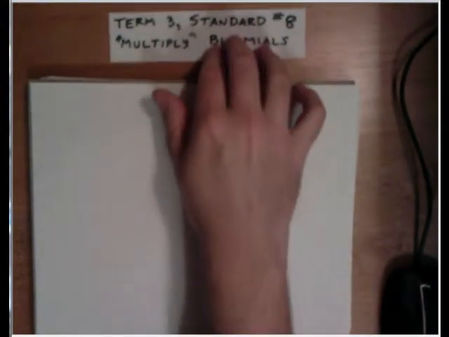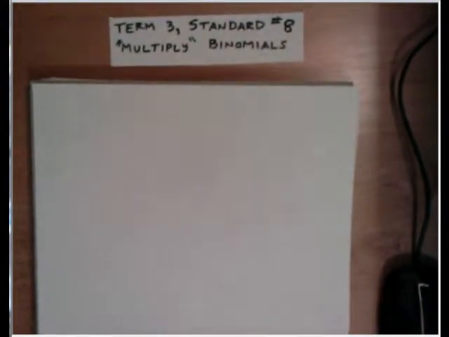Alrighty, welcome back. As it turns out, the last video worked, so crossing my fingers that it's going to work this time. I should be able to do a second example of both the FOIL method and the box method for multiplying binomials for standard number 8 on the standard quiz. So here we go. First off, I need an example. So let's see, when last we spoke, I did those two examples, so why not use one like this?